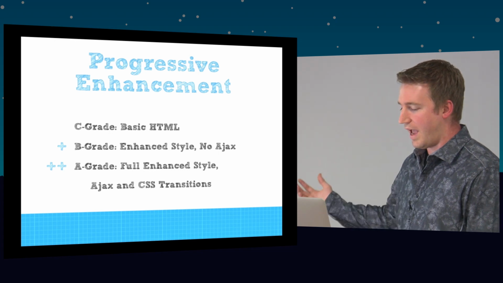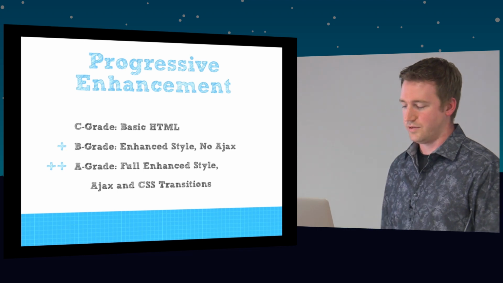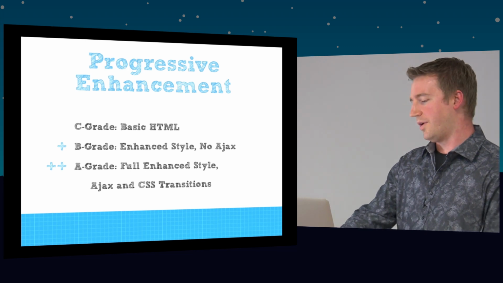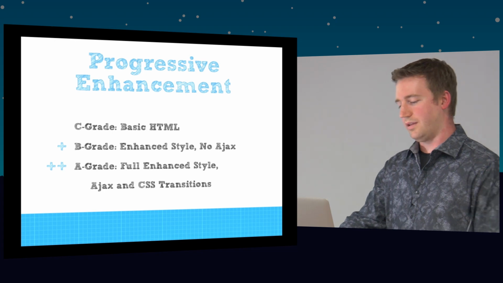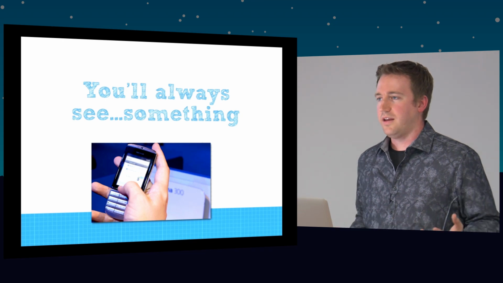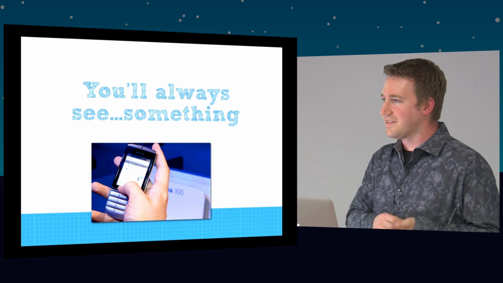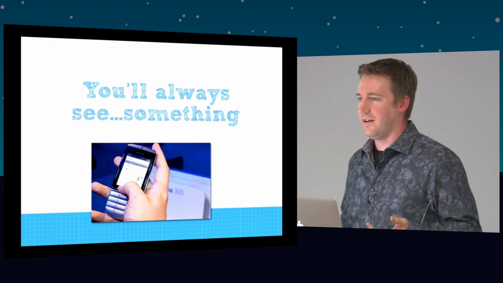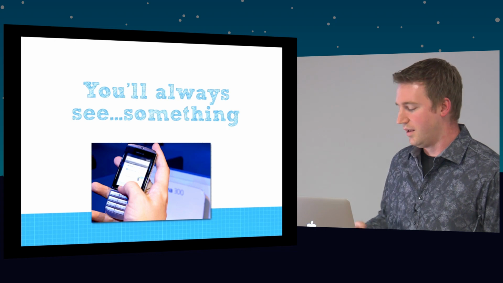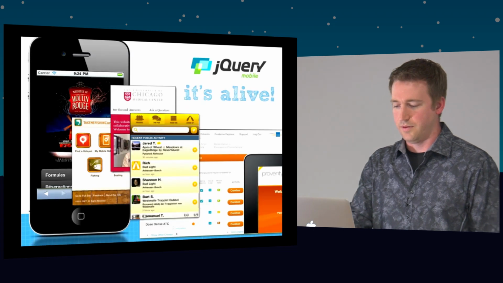So that's B grade. And then A grade gets the full enhanced styling, the Ajax navigation I talked about earlier, and then full CSS transitions. I'll get into CSS transitions a little bit later, but the point is that you'll always see something. No matter if you're using some crappy device and you need to look up some information, you'll at least get some HTML. If you have a nice phone with decent support for CSS, it'll get the styling. And if you have a top of the line phone, you'll obviously get everything, on the browsers that I mentioned before.